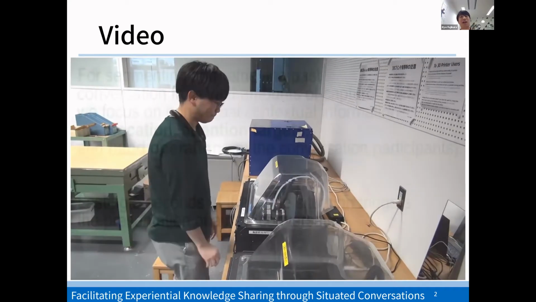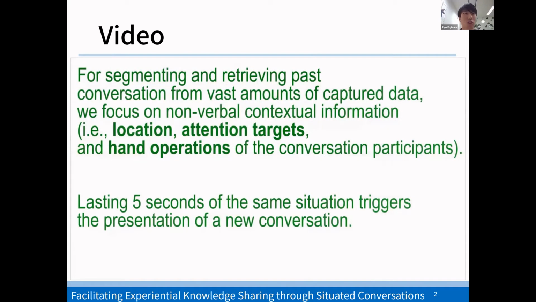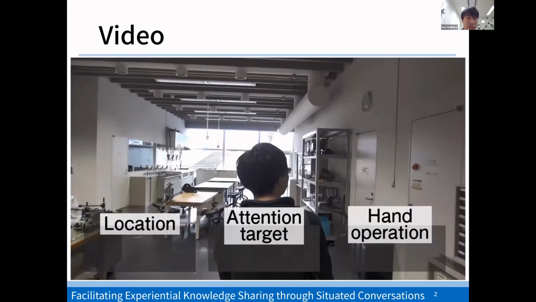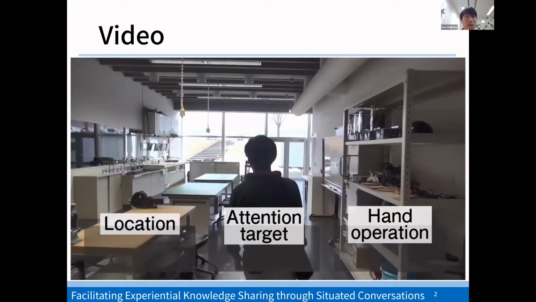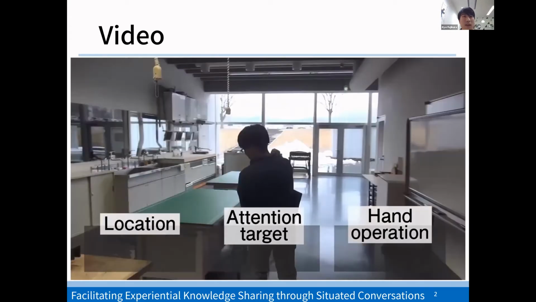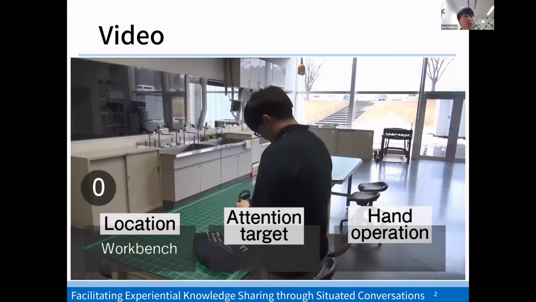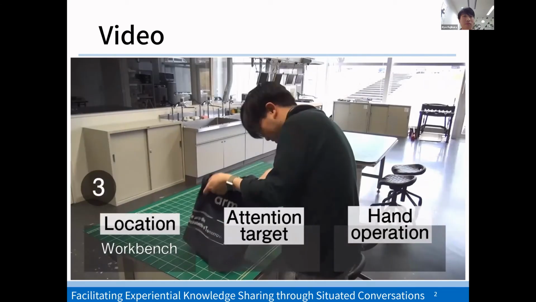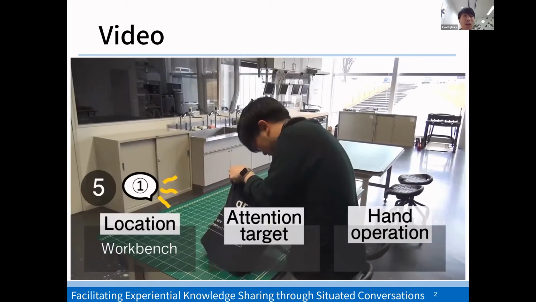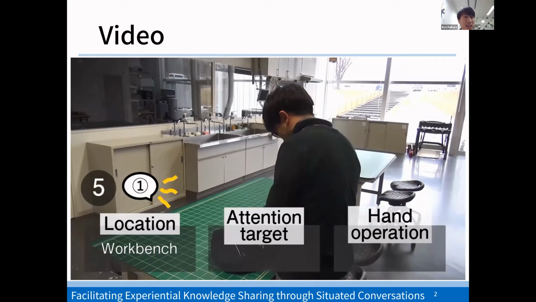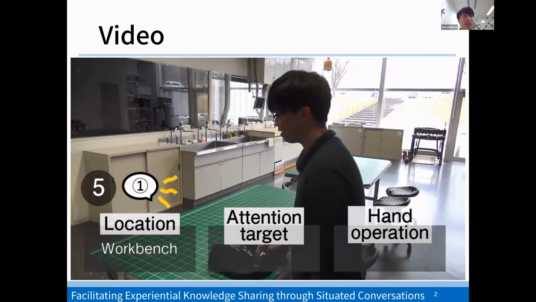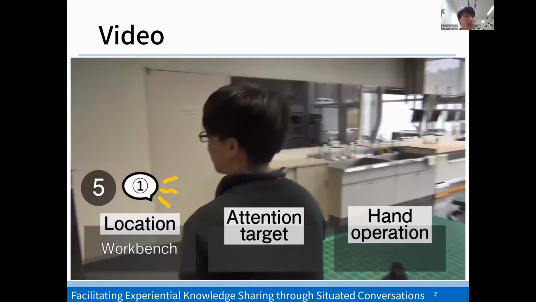In order to segment and retrieve past conversations from vast amounts of captured data, we focus on nonverbal contextual information, that is location, attention targets, and hand operations of users. He comes into the studio and approaches to the workbench. Here, his current location is sensed to workbench. When 5 seconds pass after his location is detected, the system extracts a past conversation embedded in the same location and provides the voice to the user.